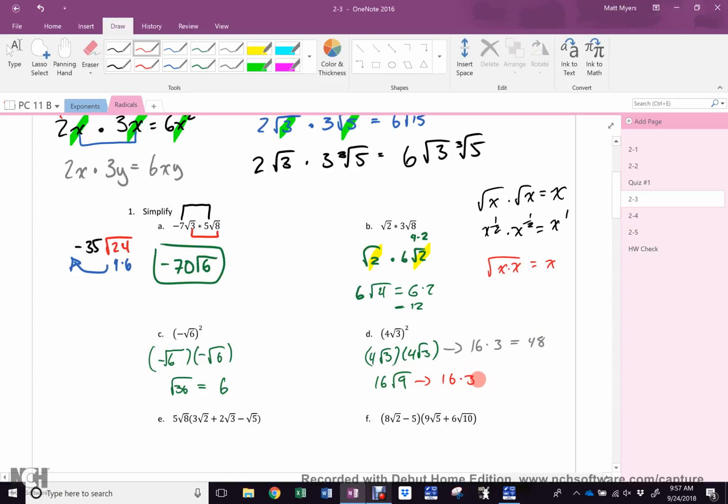16 times 3 to get 48. Some of you may need to still do this. And I'll use blue. 4 times 4 times the root of 3 times the root of 3. 4 times 4 is 16. Root 3 times root 3 is 3. 16 times 3 is 48.